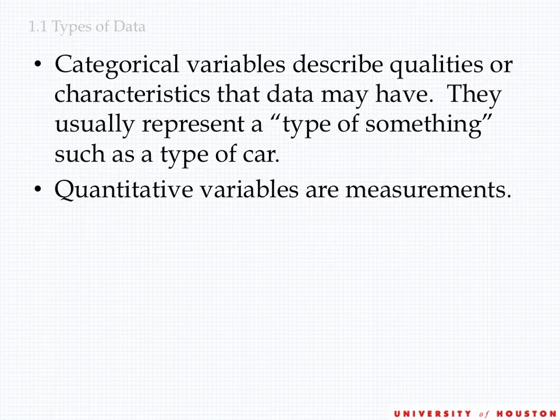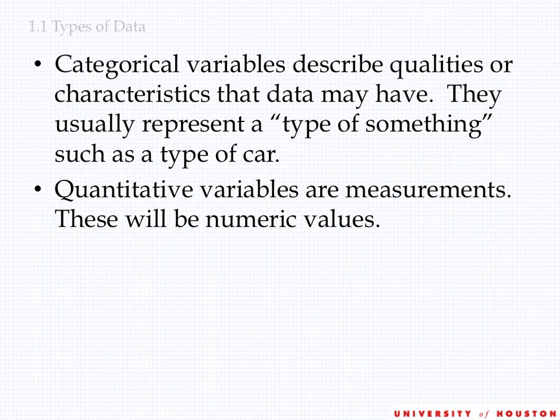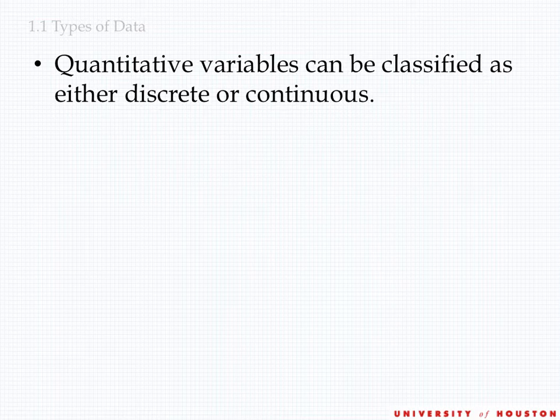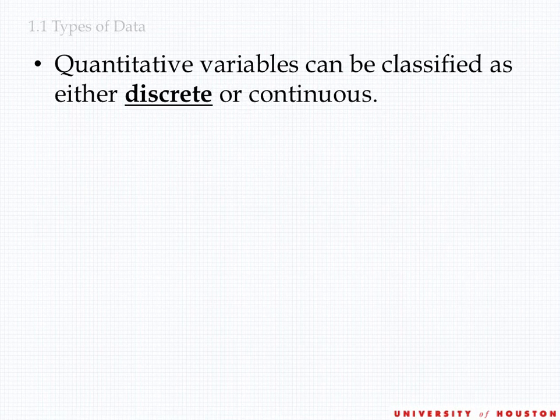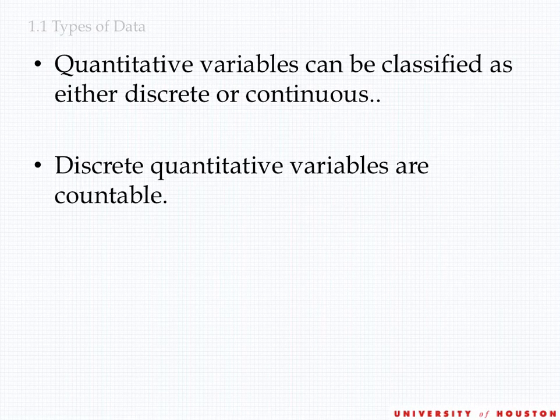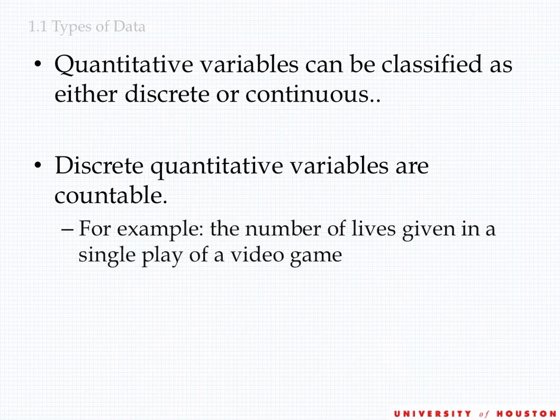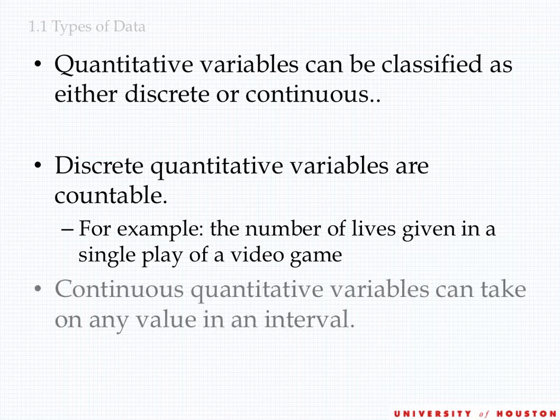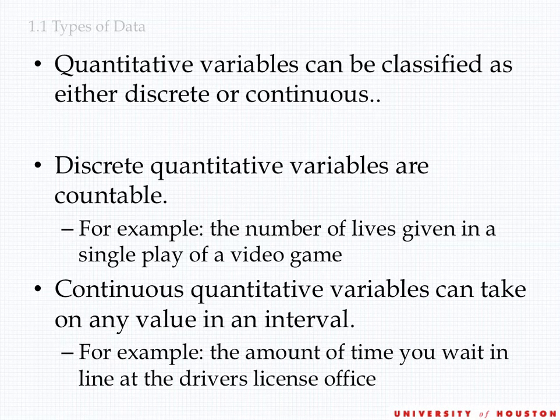Quantitative variables are measurements. These are numerical values. Quantitative variables can be classified as either discrete or continuous. Discrete variables are countable. For example, the number of lives given a single play of a video game. Continuous quantitative variables can take on any value in an interval. For example, the amount of time you wait in line at the driver's license office.